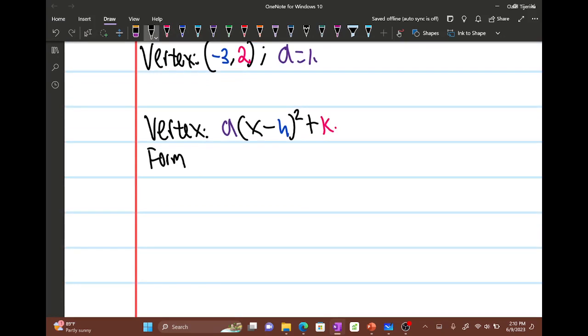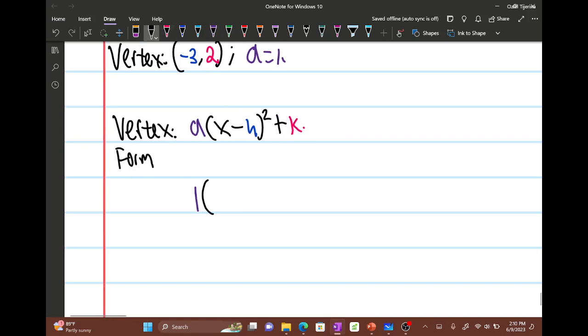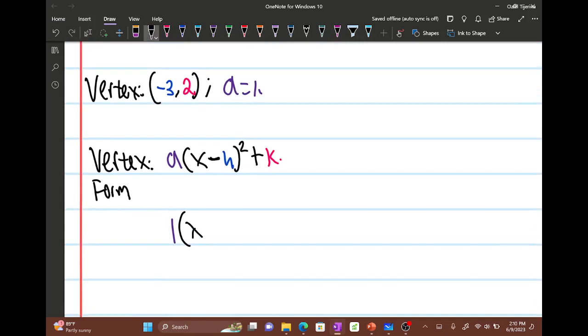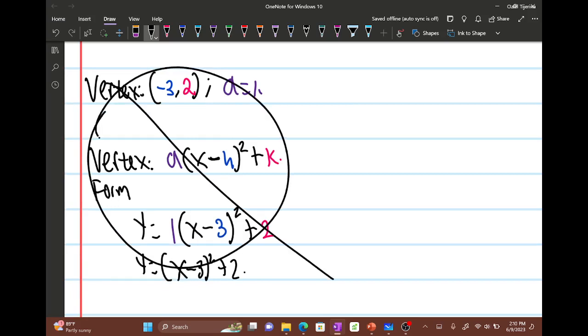They end up saying that this is the vertex form. Basically a is 1, so they put 1. And then they say, well, x minus h, well, h is already negative, so I can just put x minus 3 because it's already negative, so I don't need to make it negative, right? And they just say, okay, well, the vertex form is going to be y equals the quantity x minus 3 squared plus 2. No. Absolutely not.